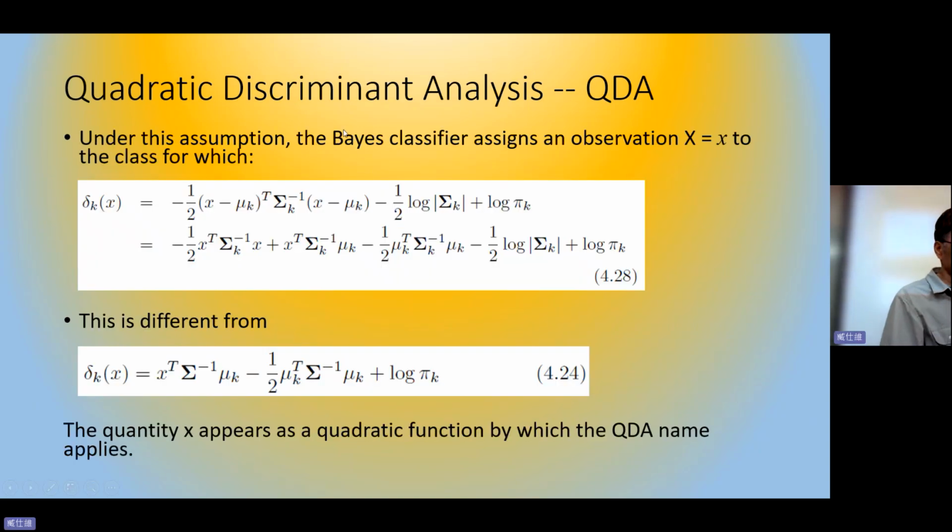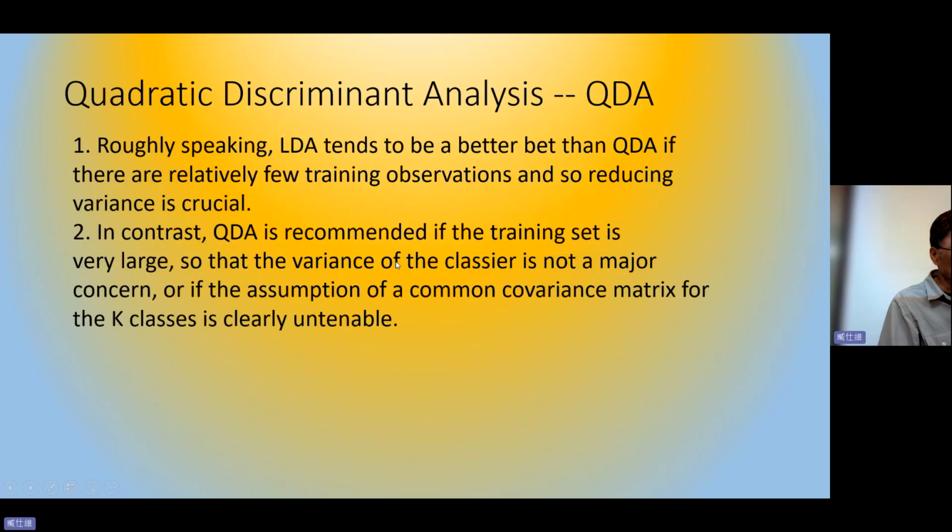So the following is some mathematical derivation. I will skip this and give you a conclusion about quadratic discriminant analysis. Roughly speaking, LDA tends to be better than QDA if there are relatively few training observations, so reducing variance is crucial. It depends on the number of observations.